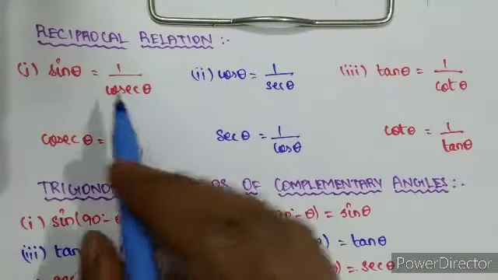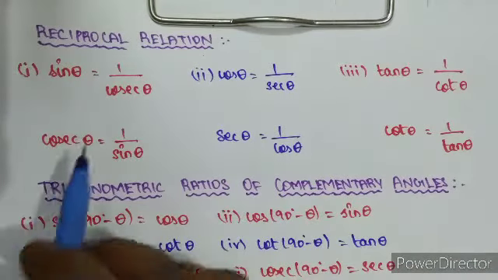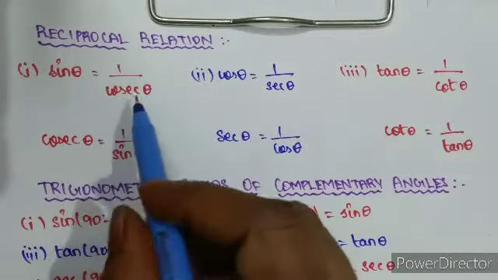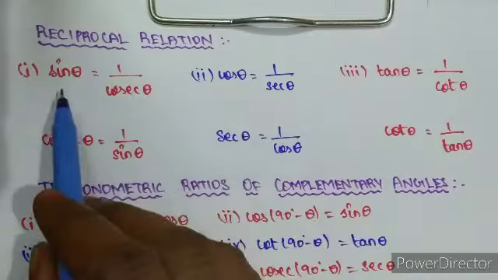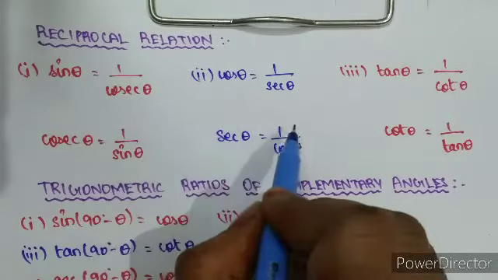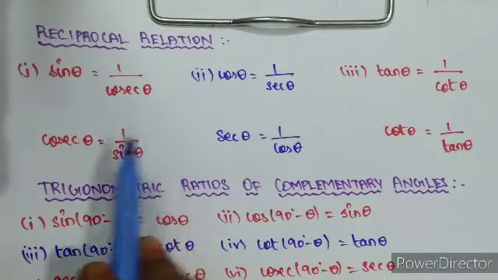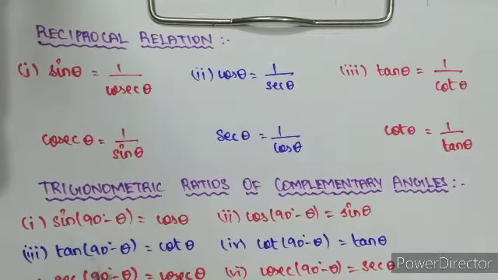I'm just summing it up. See here, it can be written. Once you know one relation, the other relation is the reciprocal of this. Sine is for cosecant, cos is for secant and tan is for cot. So this is the way you can apply the reciprocal relation.